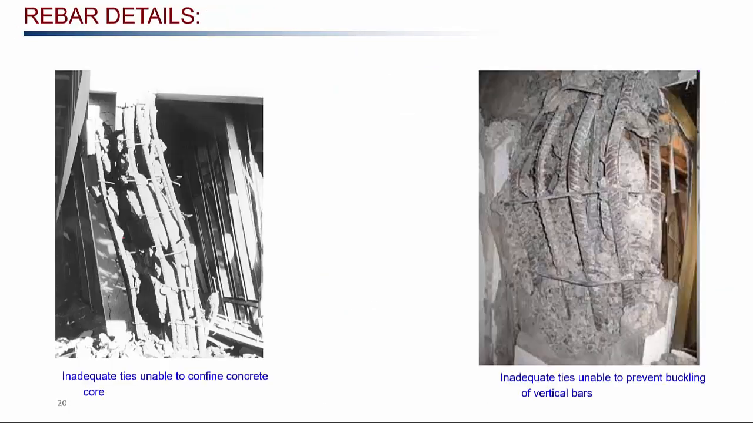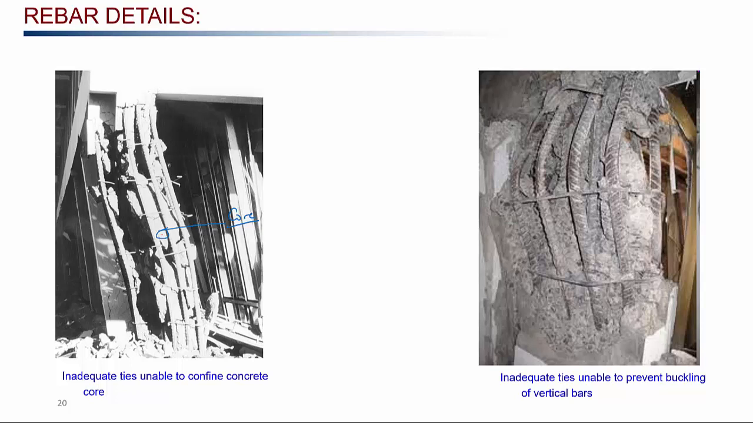Now if you do not provide adequate lateral ties, this kind of failure can occur. In this case, as you can see, the lateral ties are not big enough, so the concrete core is damaged here. Once the concrete core is damaged, the integrity of the column is compromised and the structure will fail.